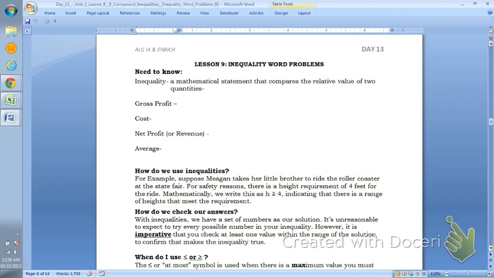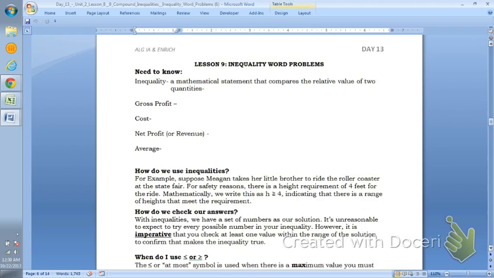This is day 13, lesson 9, inequality word problems. You've been working with inequalities, which are mathematical statements that compare relative values of two quantities. In these problems, you're also going to be introduced to some other vocabulary words.